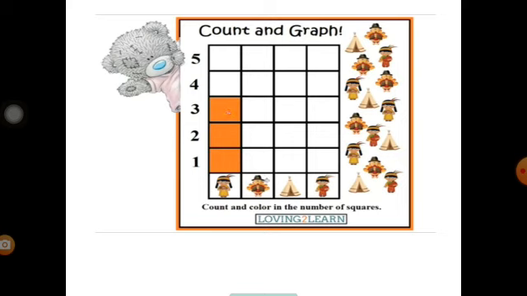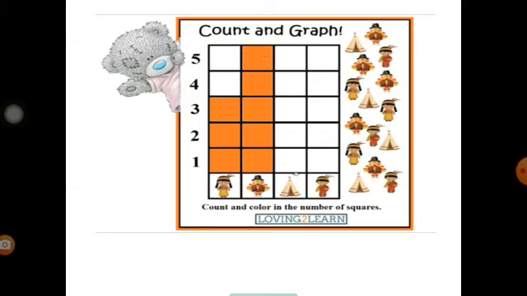Let's do another one. Here is a turkey. So we come over here and count again. How many turkeys do we see? 1, 2, 3, 4, 5. So we come over to our graph and we have to fill 5 squares in. 1, 2, 3, 4, 5.